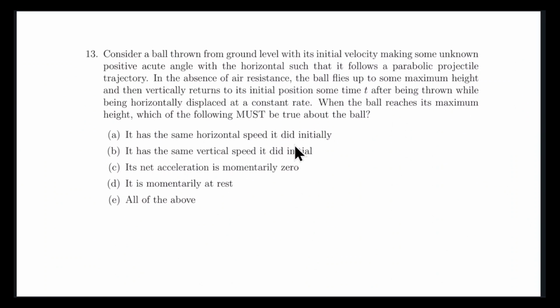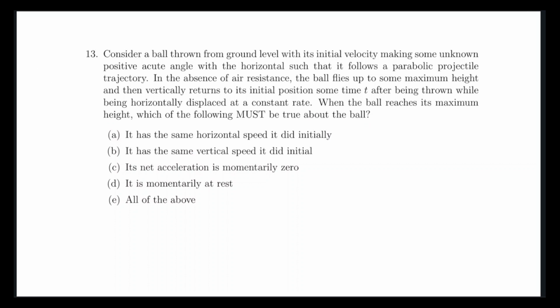Consider a ball thrown from level ground with its initial velocity making some unknown positive acute angle with the horizontal such that it follows a parabolic projectile trajectory. In the absence of air resistance, the ball flies up to some maximum height and then vertically returns to its initial position some time t after being thrown while being horizontally displaced at a constant rate. When the ball reaches its maximum height, which of the following must be true about the ball?